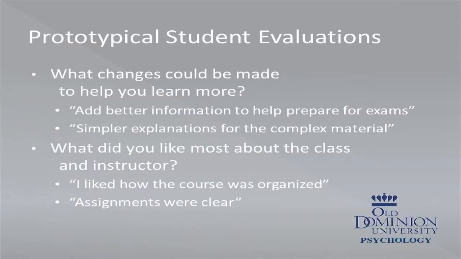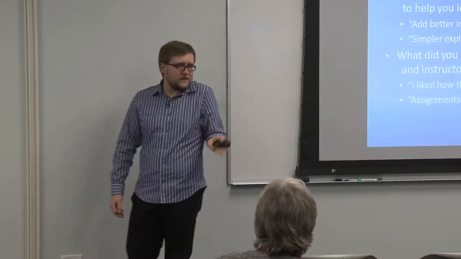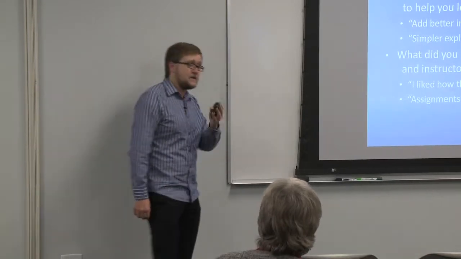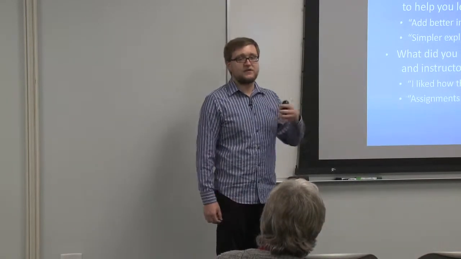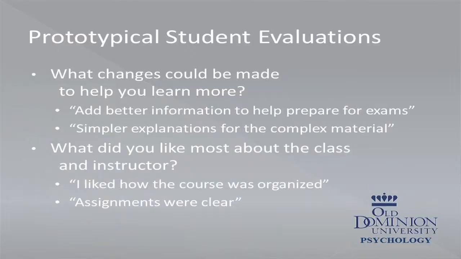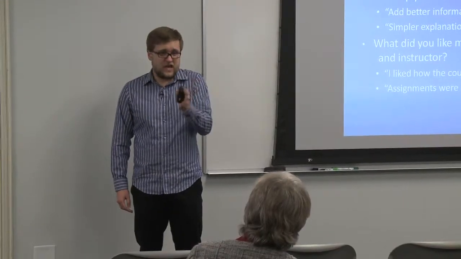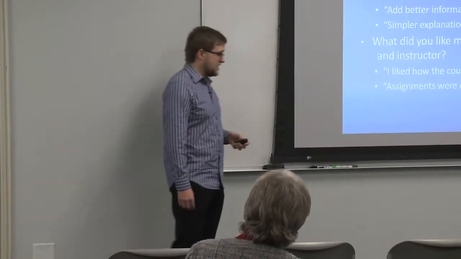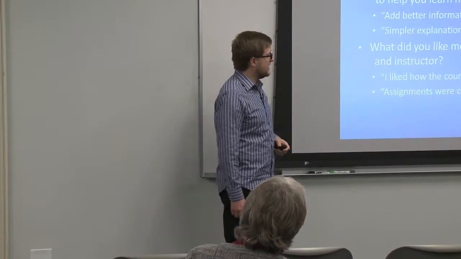The other side, what did you like most about the class and instructor? I liked how the course was organized. Equally not helpful. What about it did you like? How was it organized? How does this compare to courses that weren't organized, and how did that help or harm your ability to participate in the course? Assignments were clear. Which assignments? How were they clear? All of these subsequent questions come up whenever we look at these end of semester evaluations. But the problem is that at the end of the semester, we can't ask them. We're done. The course is over. And it's very hard to get detail, even when good comments exist.